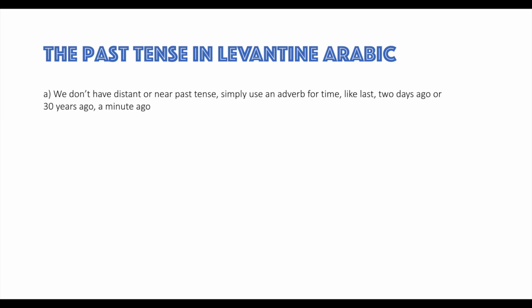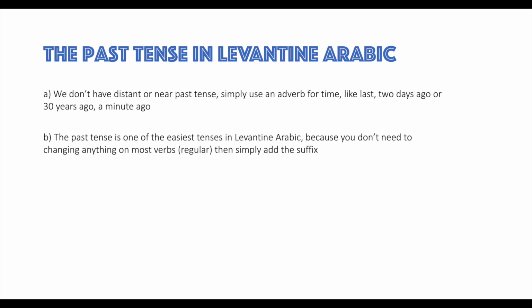5 minutes ago, I was introducing this session, that was a past tense. Earlier this morning, I uploaded a video, that was a past tense. 2 months ago, I uploaded more videos, that was past tense. You could specify that by adding an adverb for time where you would be very specific when this action had happened. The past tense is one of the easiest tenses in Levantine Arabic because we don't need to change anything in most verbs. Well, we're talking more the regular rather than irregular.